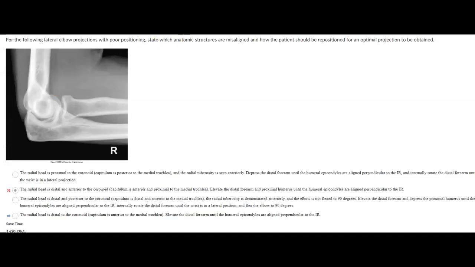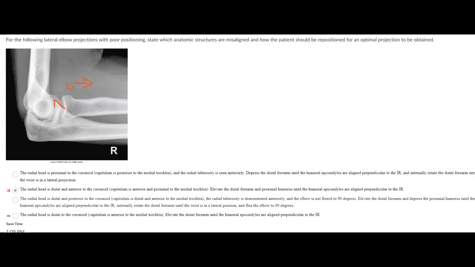In this lateral projection, you can see that the radial head here is distal, okay, to the coronoid, okay? Trying to draw it out here for you. And so therefore, this should be an indicator that the distal forearm is actually pointing down and the proximal humerus. In order to, or I'm sorry, they're all not in the same plane, sorry.